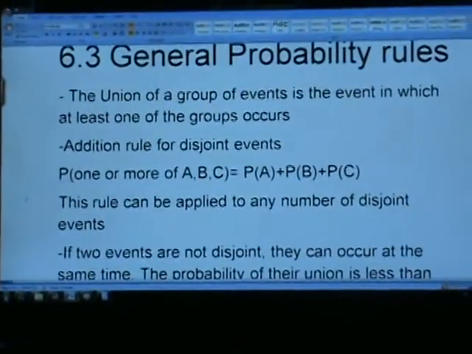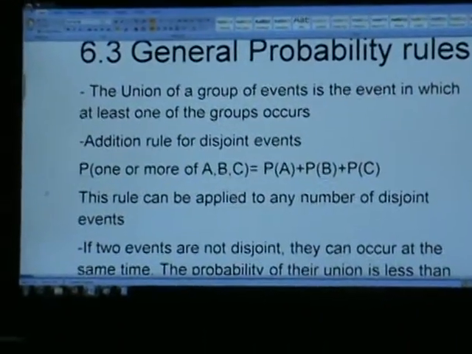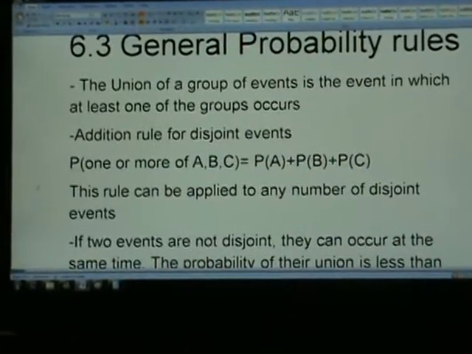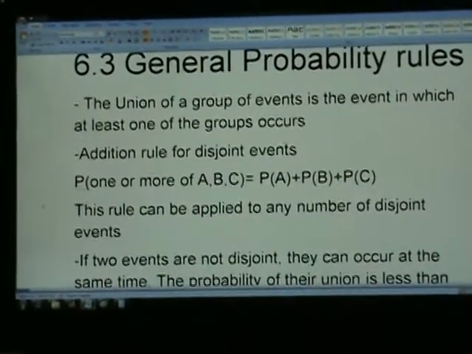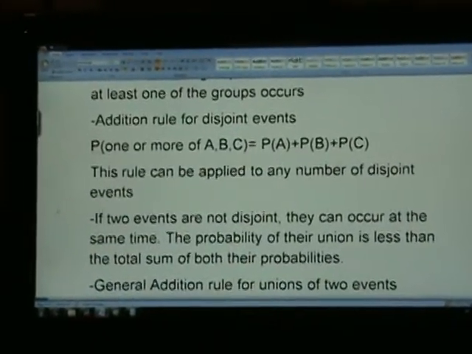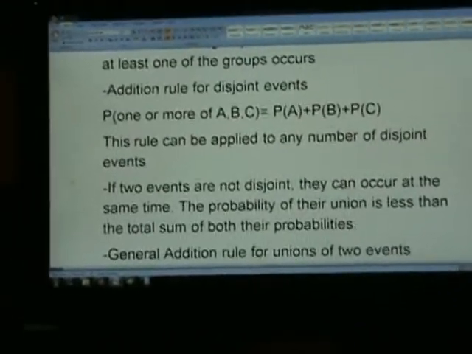So the addition rule for disjoint events, which is the probability of one or more of A, B, and C, is equal to the probability of A plus the probability of B plus the probability of C. Now this rule can be applied to any number of disjoint events. So say you had 5, you could also use this rule.